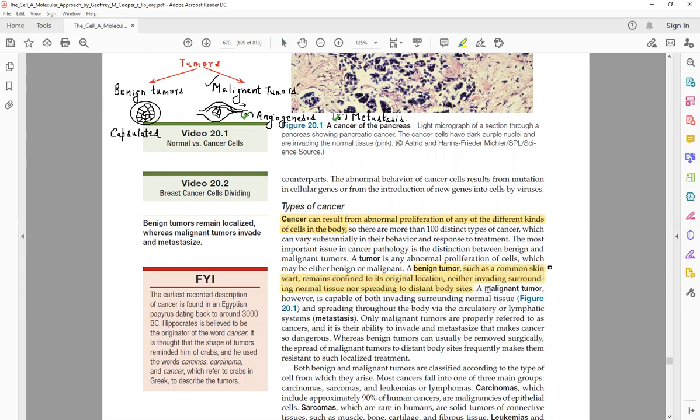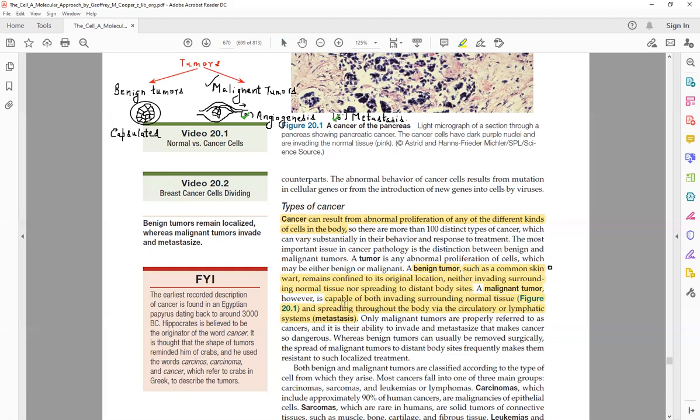But when you talk about the malignant tumor, what do you mean by malignant tumor? Malignant tumors are the ones that show invasiveness. These tumors have the capability of both invading the surrounding normal tissue and spreading throughout the body via the circulatory or the lymphatic system. So these are the tumors that have the ability to move from one location in the body to another with the process of metastasis. So they can perform metastasis. They can move from one location to the other.